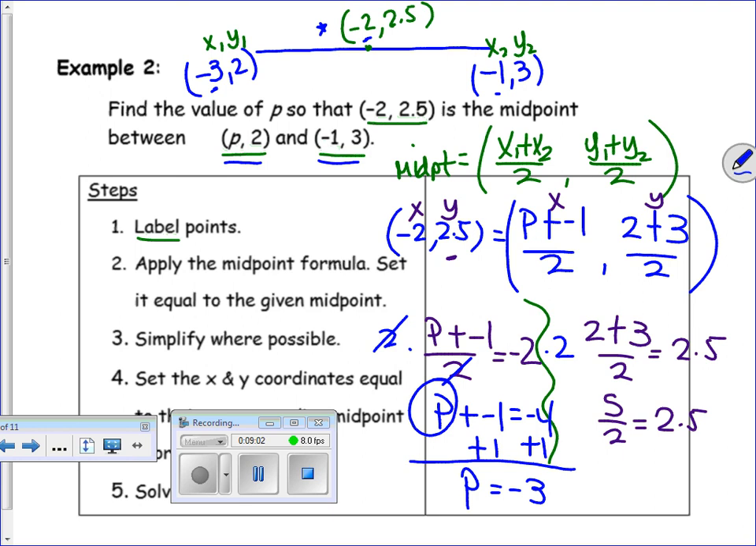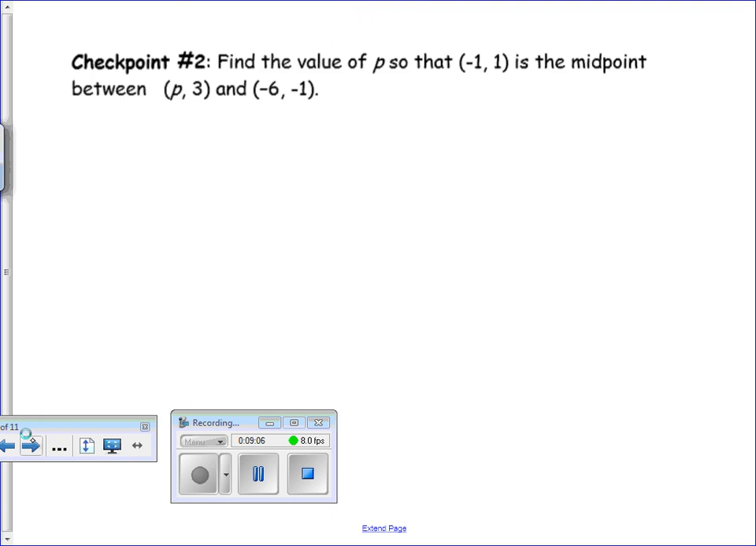And this is example 2. In the notes, you guys should have a checkpoint. This is the checkpoint for example 2. Pause the video and try to work this out, and we'll move on to the last example.